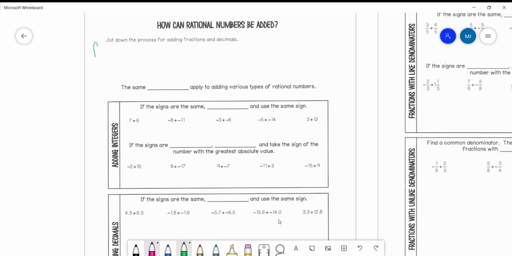So fractions, remember that we have to have common denominators. So you're going to find the LCM, add the numerator, and keep the denominator the same.